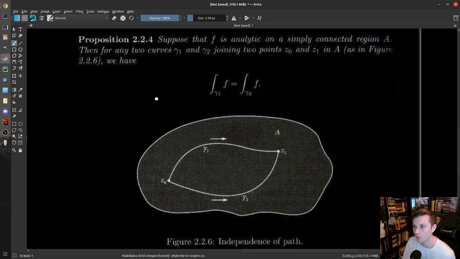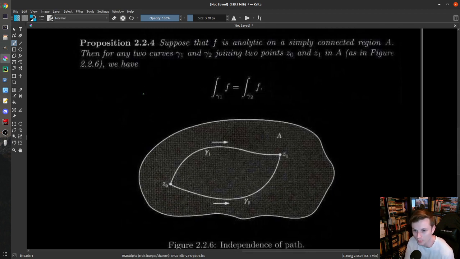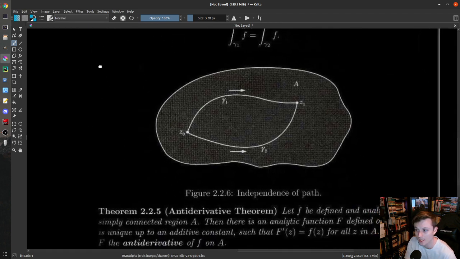Okay. We went a little further, and we're continuing to recover or provide analogs, via Cauchy's theorem, of things from the path independence theorem in 2.1.9. Here we had f analytic on a simply connected region A. Then for any two curves joining 2 points in A, we were independent of the path. So we got independence of path for analytic functions on simply connected regions, as long as the paths remained in that simply connected region A.